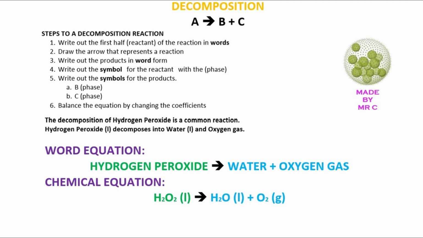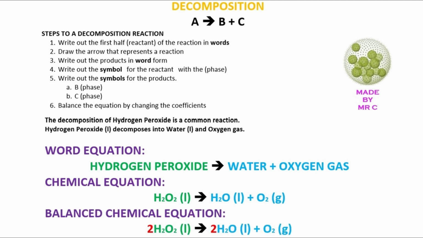To balance the equation, all we can do is change the coefficients. So if we look at the products, we can see that we've got 3 oxygens. We've got 1 in water and 2 in the oxygen gas. Therefore, we know we have to increase the number of oxygens in the reactant. So if you put a 2 in front of the H2O2, we know we now have 4 hydrogens because 2 times 2 is 4, and 4 oxygens.